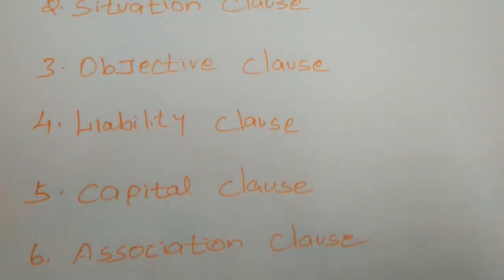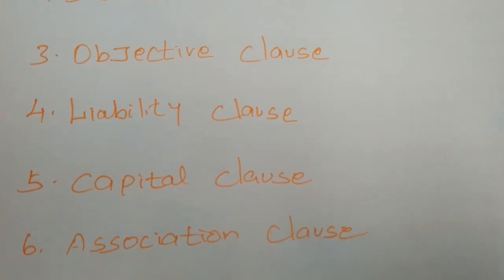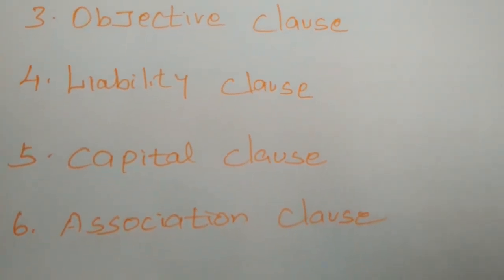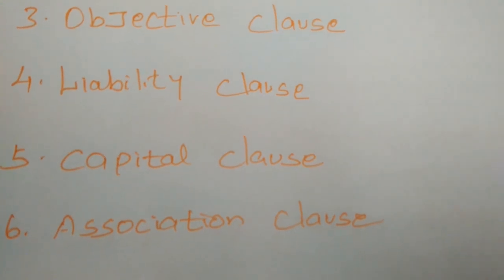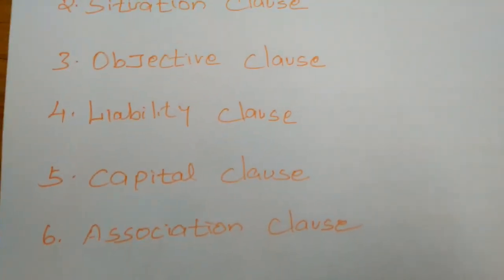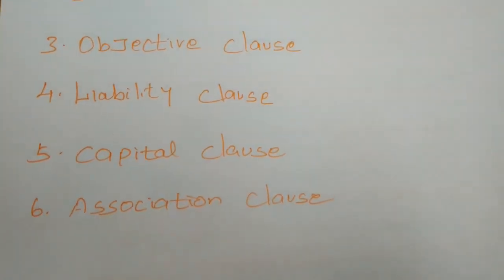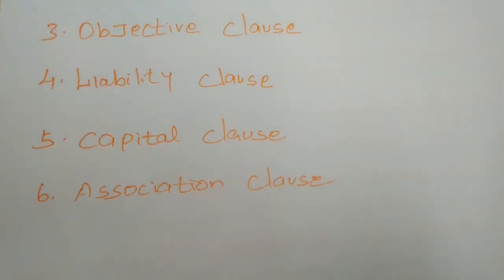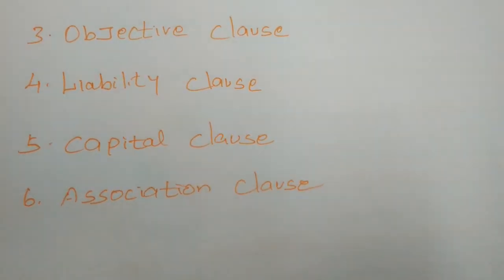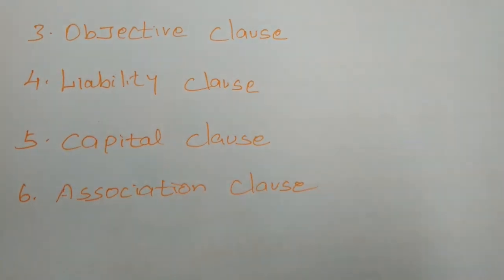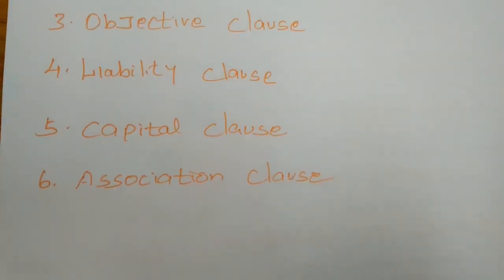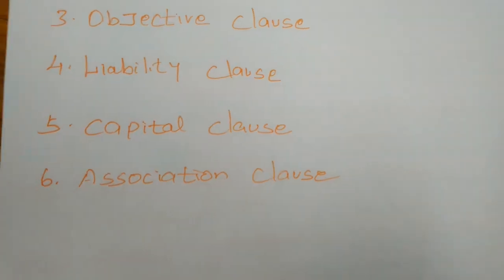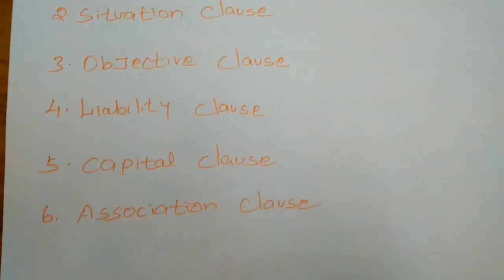Next, the liability clause. The liability clause requires stating the extent to which the shareholders of the company are liable for the debt obligations of the company in the event of the company dissolving. So what liabilities are there among the shareholders and members? Suppose the liabilities are on the basis of unpaid capital or paid capital, those types of liabilities must be mentioned in this liability clause. There are companies limited by shares and limited by guarantee. Everything will be mentioned in this liability clause itself.